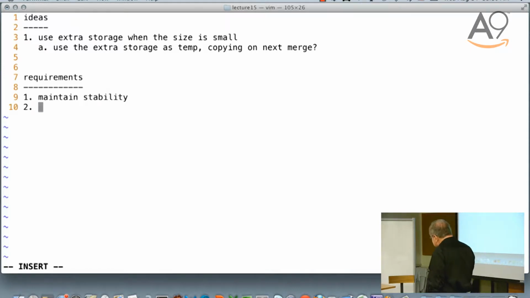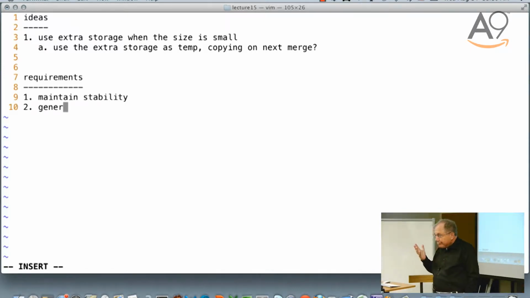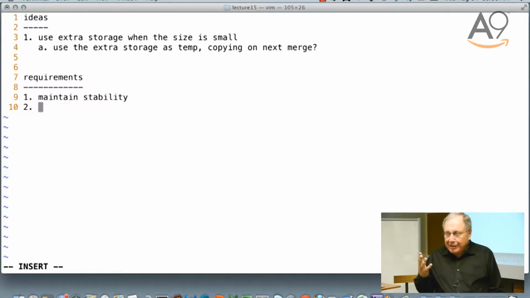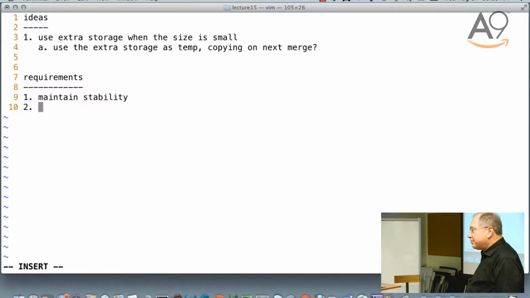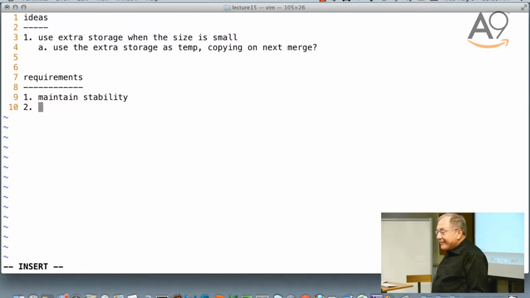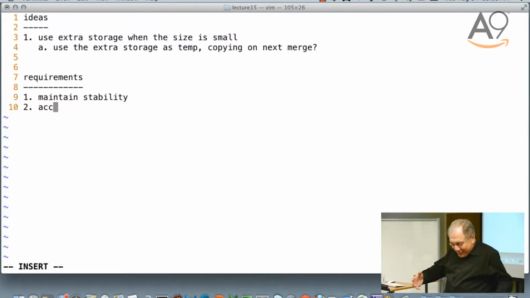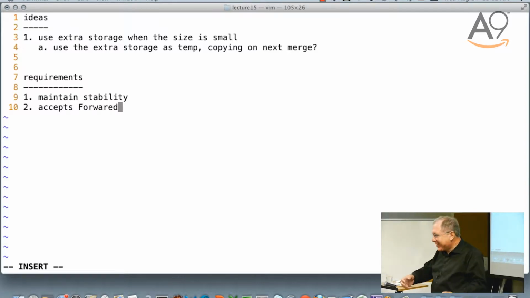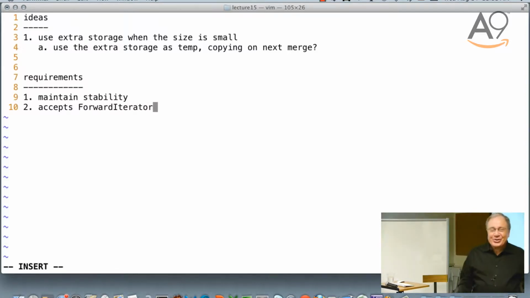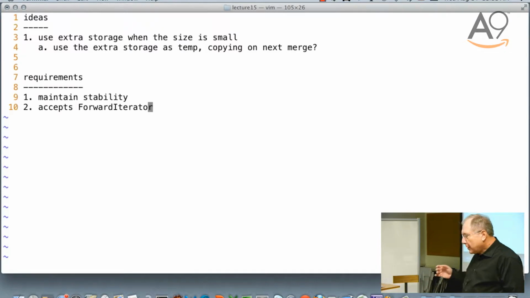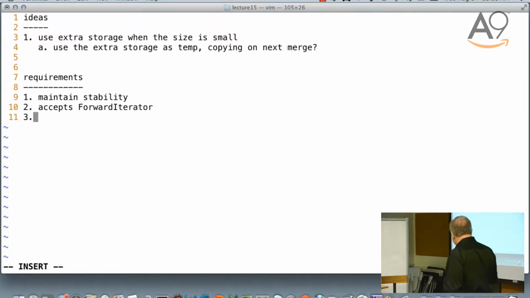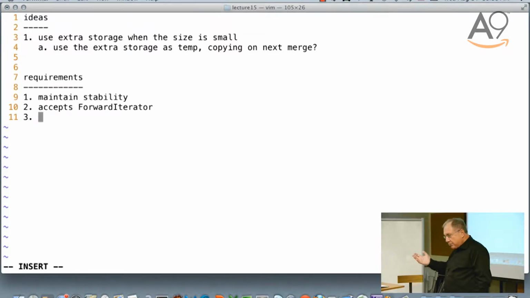Yeah, generic. How generic? Forward iterator. I mean, it could be weaker than forward iterator. Weaker than forward iterator is input iterator, and it's sort of hard to sort things when they disappear, right? So forward iterator, that's the design. Maybe we'll figure out that we have to drop some of these requirements. What else do we want?